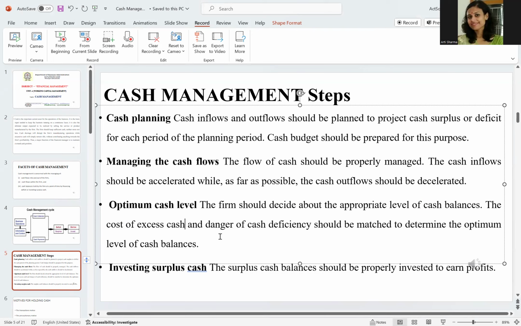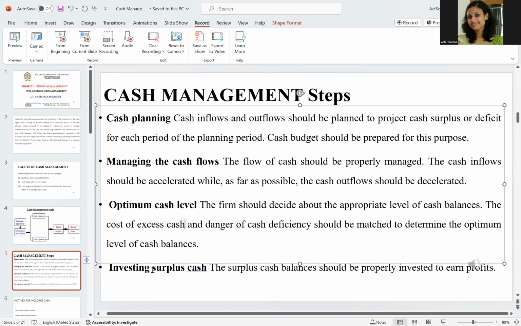तो हमें ओवरऑल देखना है कि कैश ना तो एक्सेस में होना चाहिए और ना ही डेफिशिएंसी होनी चाहिए. अगर एक्सेस में होगा तो उसे हम शॉर्ट टर्म में इन्वेस्ट कर देंगे, और अगर डेफिशिएंसी होगी तो शॉर्ट टर्म के लिए कैश को बोरो कर लेंगे. तो इस तरह से हम कंपनी में एक ऑप्टिमम लेवल ऑफ कैश बैलेंस को मेंटेन करते हैं.